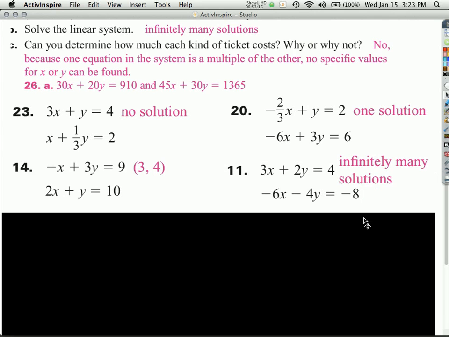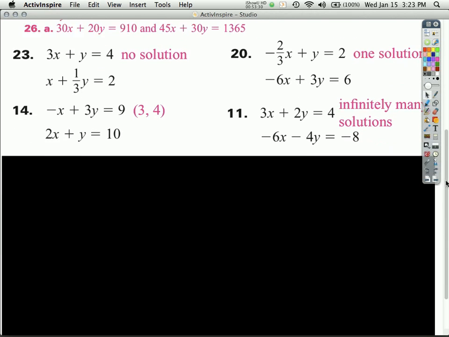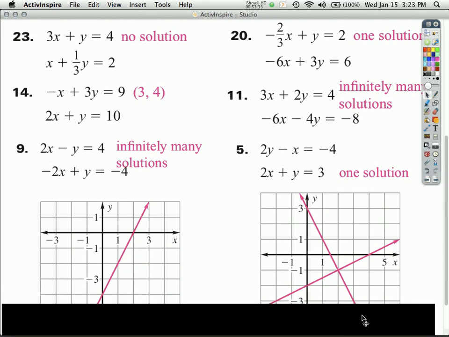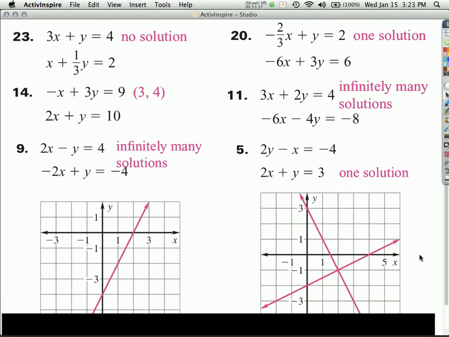14 and 11. Then you were asked to graph and determine the number of solutions, and here's what those two look like. Any comments or questions on any of them?